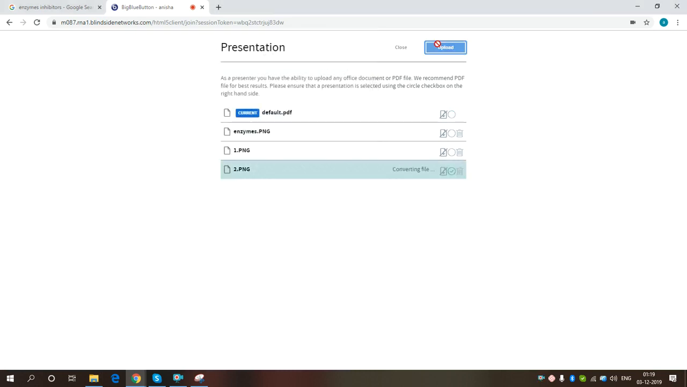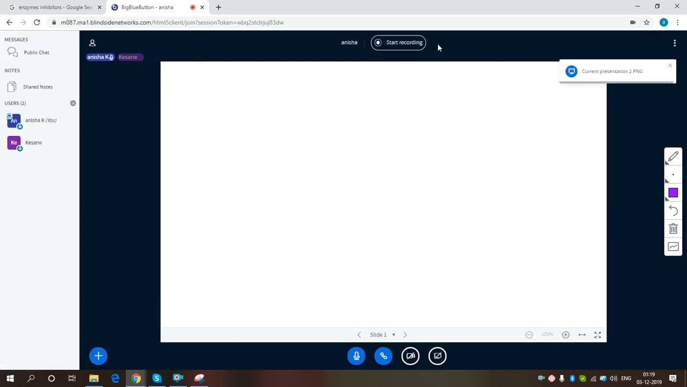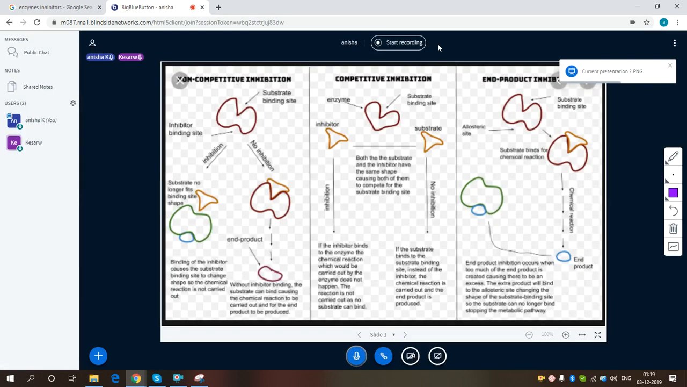Now there are two types of inhibitors. We have a competitive inhibitor and a non-competitive inhibitor. We'll see what they are. As you see, the first one we'll talk about is the competitive inhibitor. Just have a look over here.